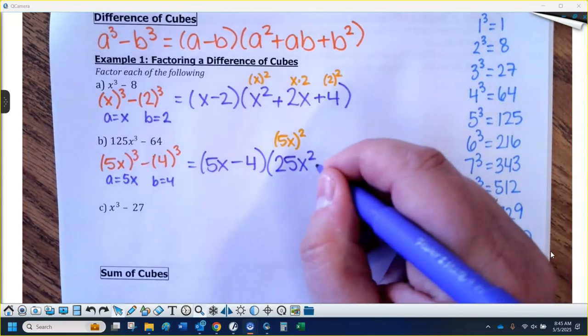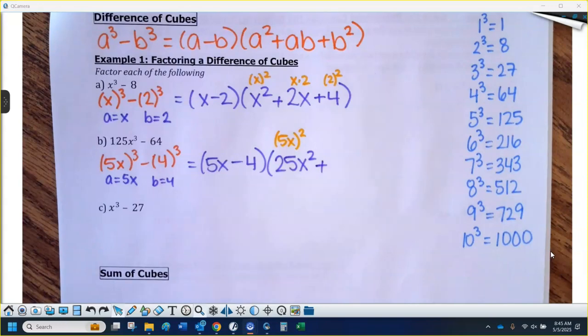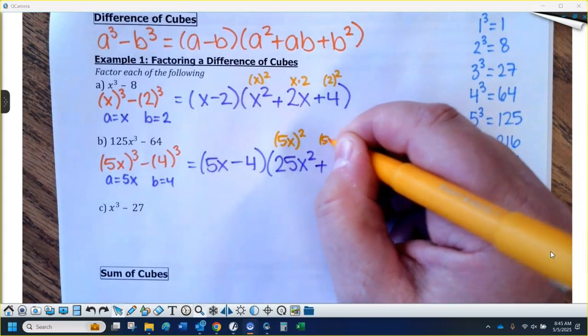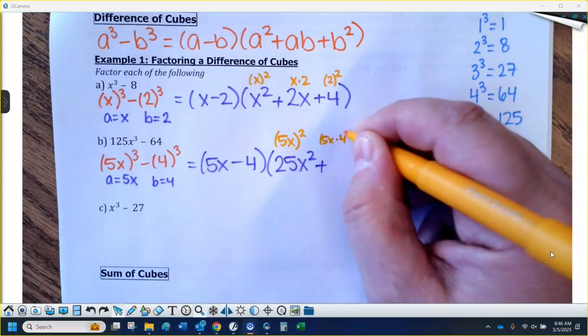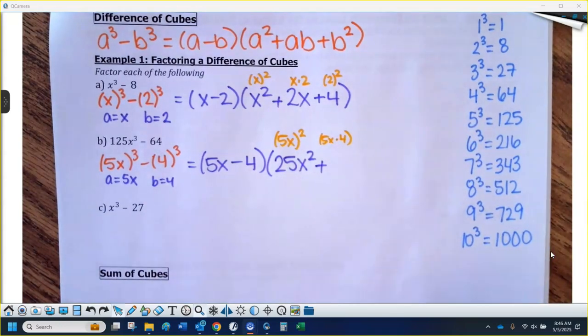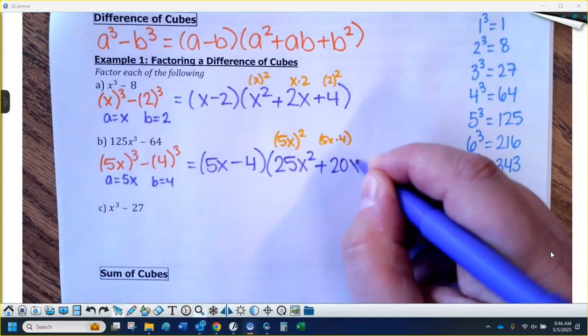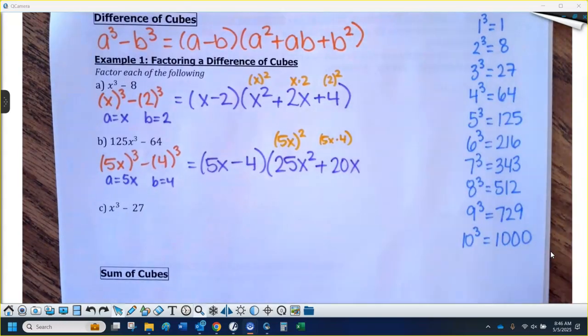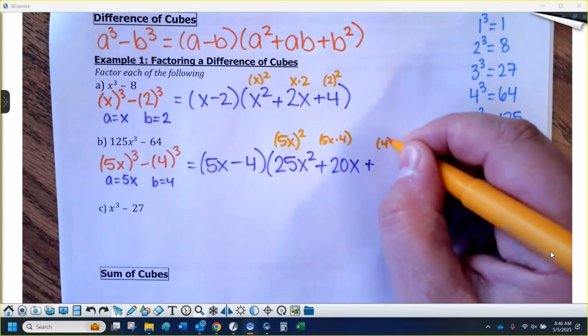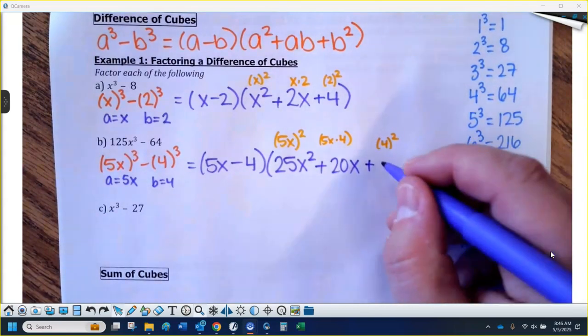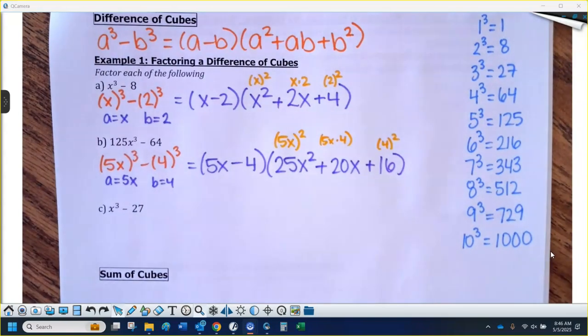Okay, now in between here, this is a plus sign, and you're going to do a, which is 5x, times b, which is 4. So just literally doing 5x times 4, that'd be 20x. And then the last term is plus b squared. B for this problem is 4, so we're going to square 4, so that's going to be 16 in the formula. And if you guys were to sit there and FOIL this back out, it will give you the original problem that we had in just the beginning of the question.